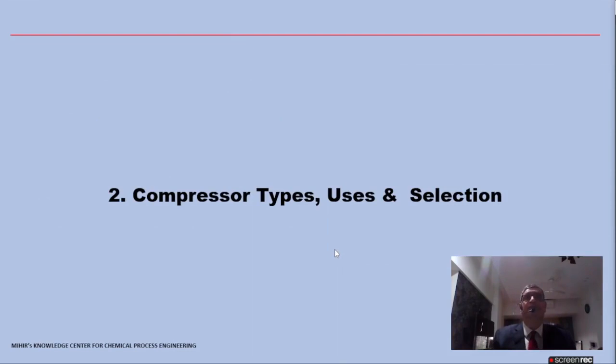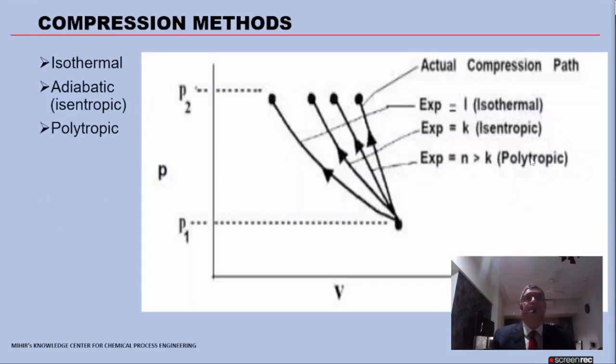Now compressor types, uses and selection. Now compression methods. Here we look at the compression methods. You have isothermal, adiabatic, which is also called isentropic, and polytropic. So this is the isothermal. In actual nature, isothermal compression is very difficult. Then you have isentropic, where the exponent is k, and you have polytropic, where the actual exponent is n for polytropic compressors. So this is the pressure versus volume curve.